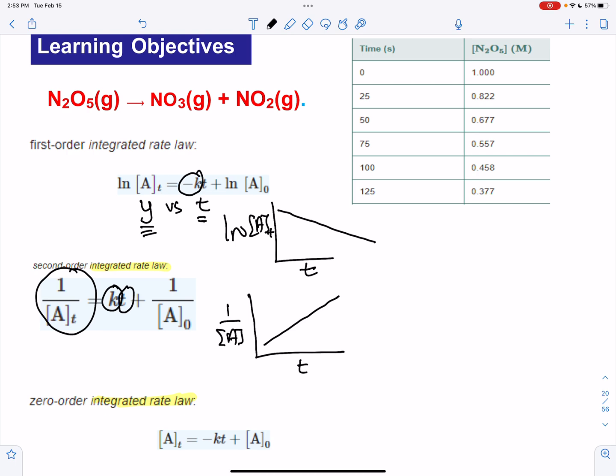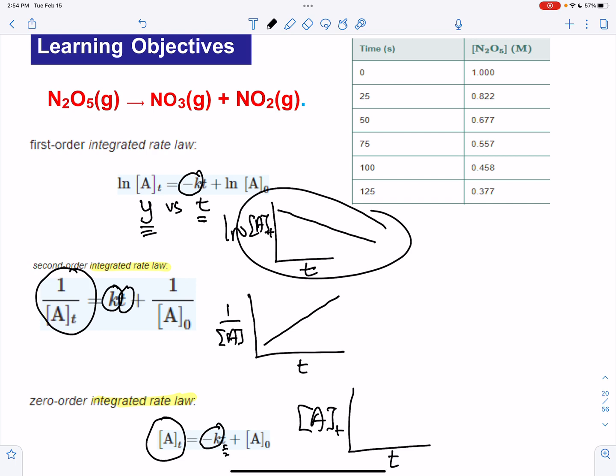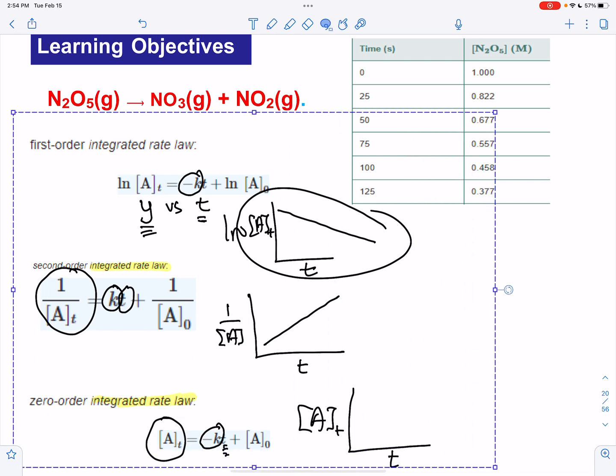And on the zero order integrated law, we're going to plot, this will be my y, this will be my x, and we will have a negative slope. So once more, something like that. So keep that in mind, that this is the most important concept about the integrated laws. When you plot the y versus the x, it has to give you a straight line. Remember, if you remember that, you're going to have a lot of power.